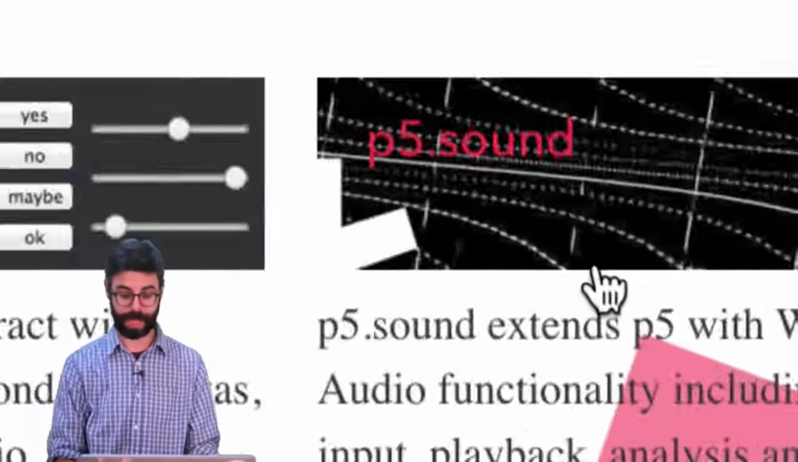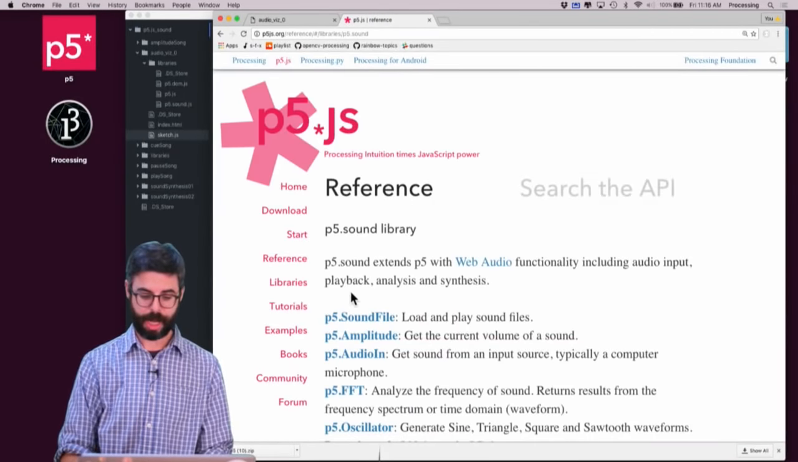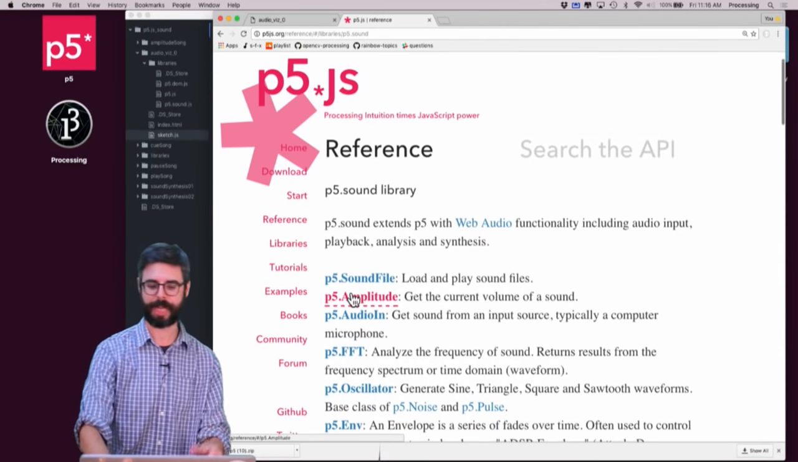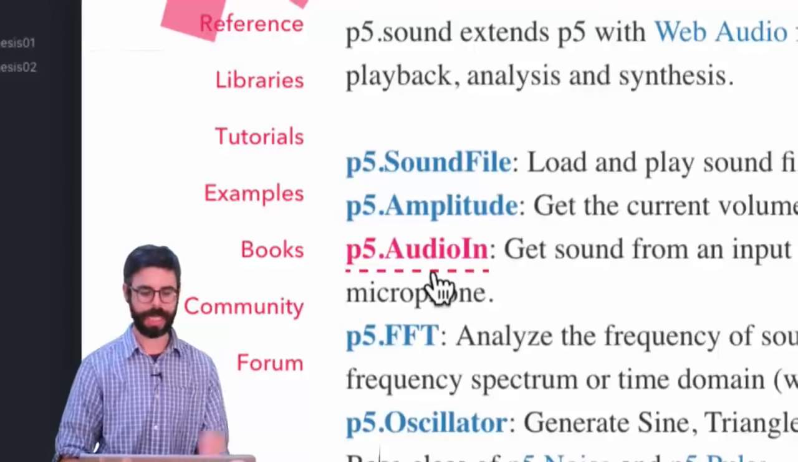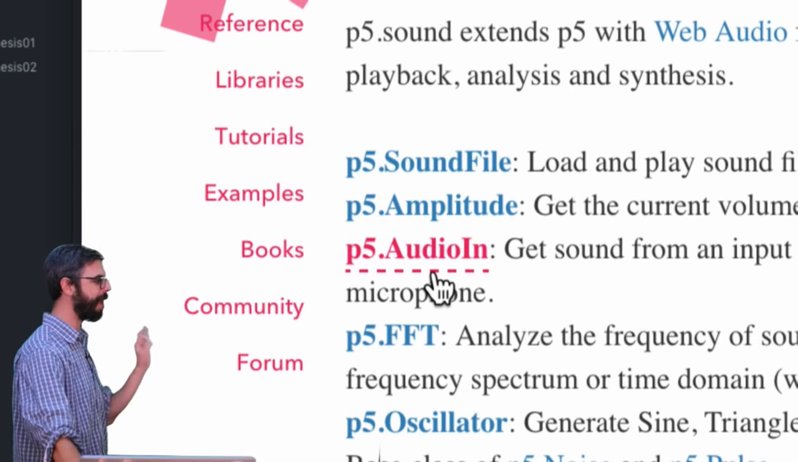We need the p5 sound library. So I'm going to click on this here. You can see this is the reference page for the p5 sound library. In particular, I want to use this object called p5.AudioIn.